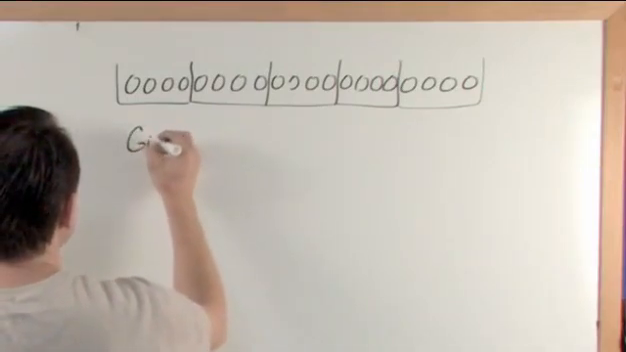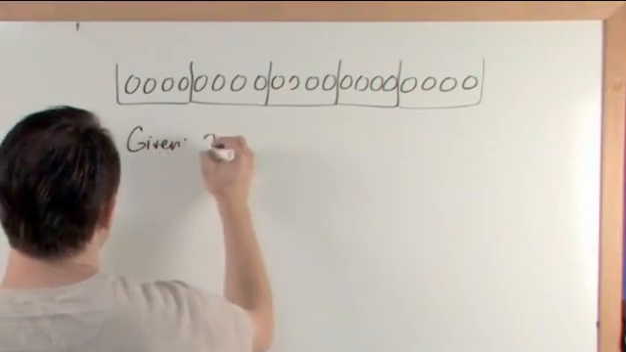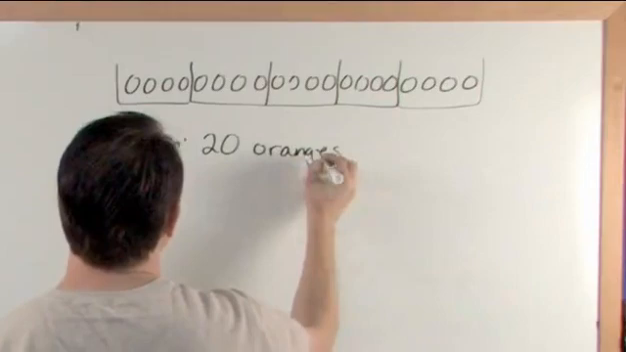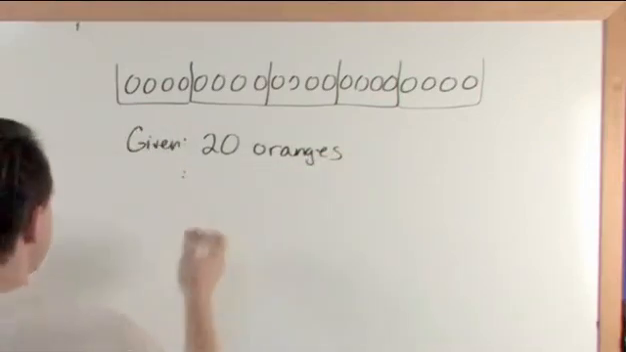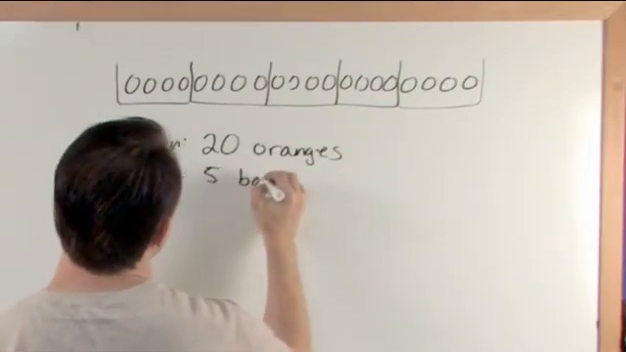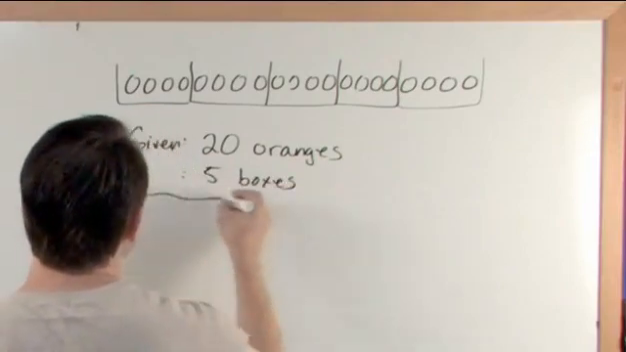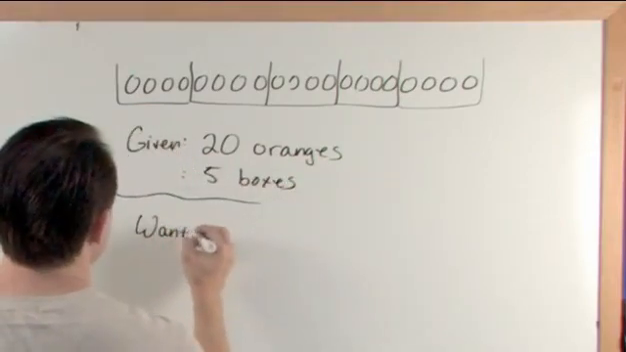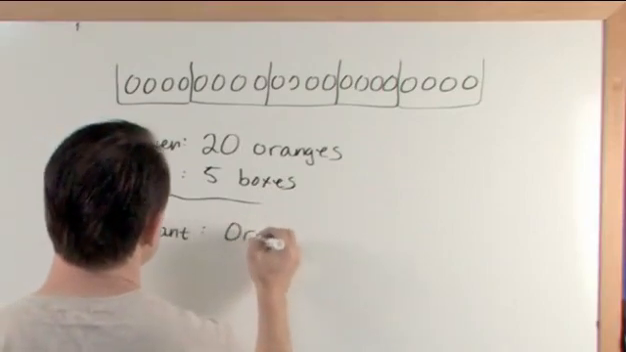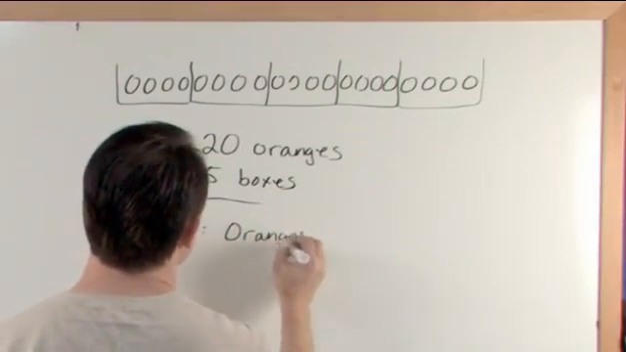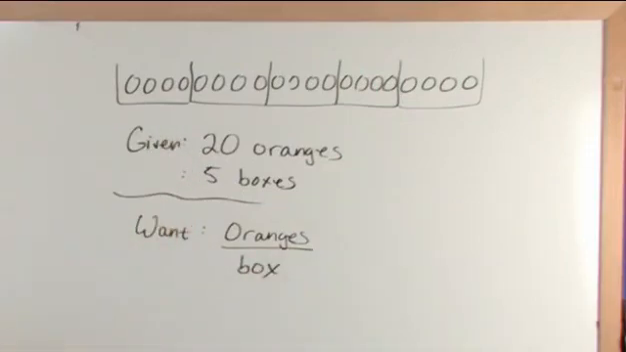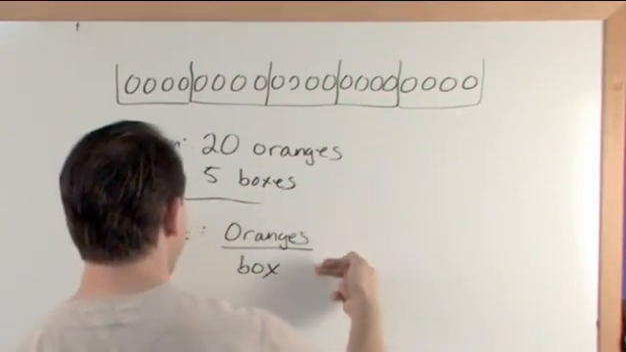So if you're given 20 oranges, okay, and you're also given that you have 5 boxes, okay? Now let me show you with the units what you're trying to find. You're trying to find the number of oranges per box. That's what you're trying to do, and that's why I keep talking about the units over and over again. You want to find the number of oranges per box.